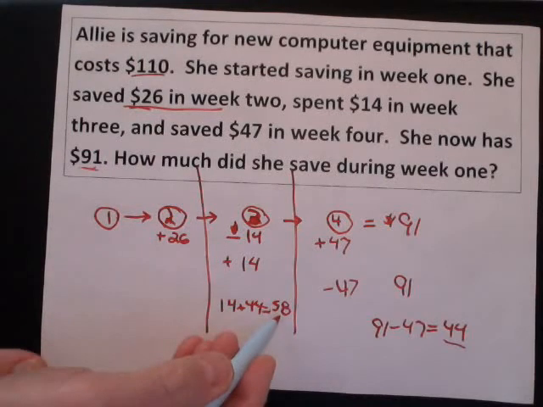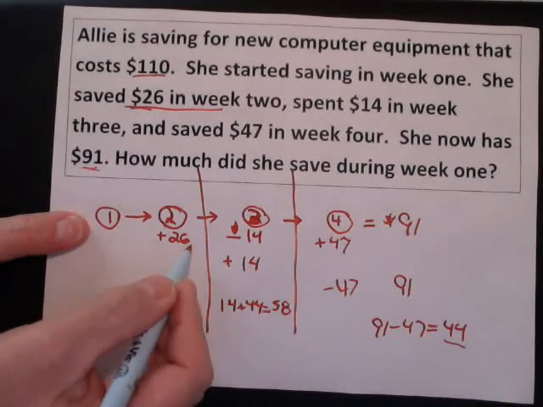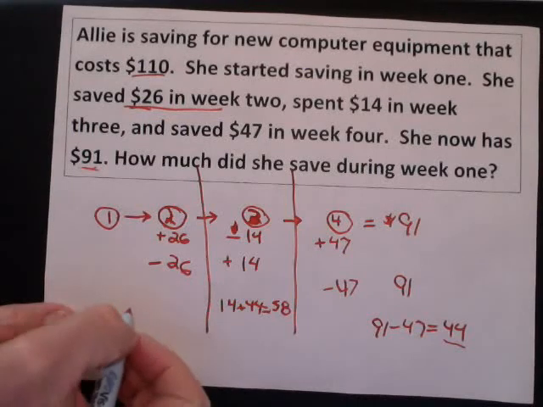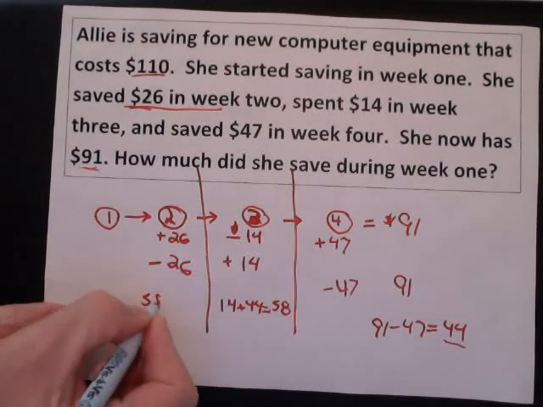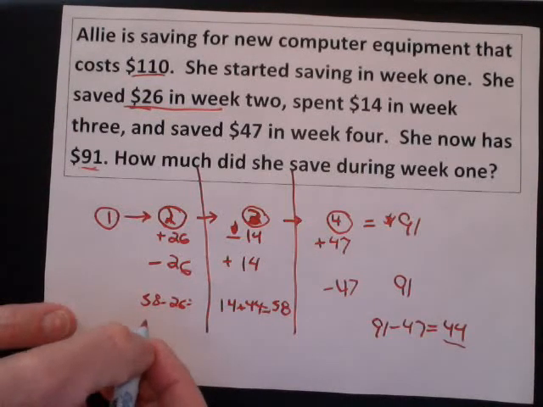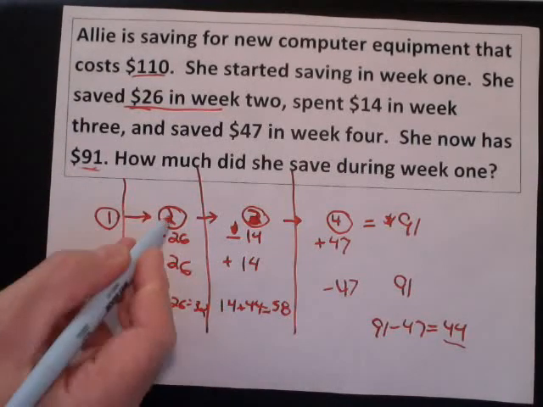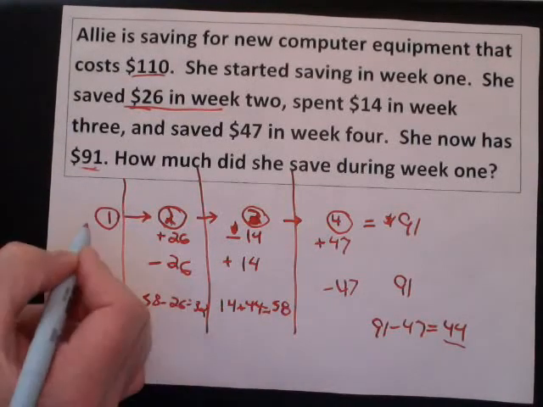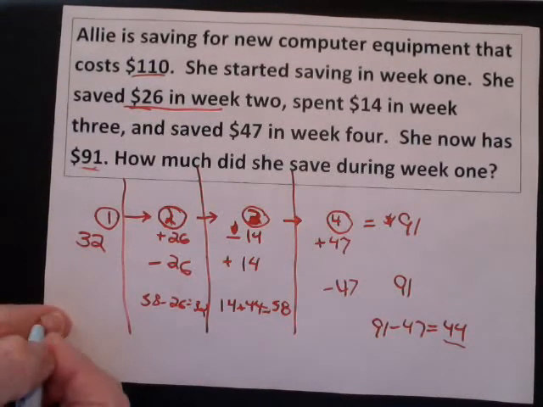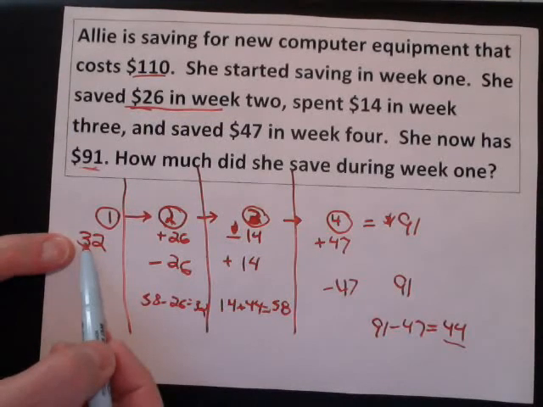Well, how did she get to the $58? Well, she added some amount. She added positive 26. So now we're going to take 26 and turn it into a negative. So now the inverse, of course, would be 58 minus 26, and that would give us a total of 32. So going into week 2, that tells us that the first week she saved $32. So basically, this is what we have. On the first week, she saved $32.